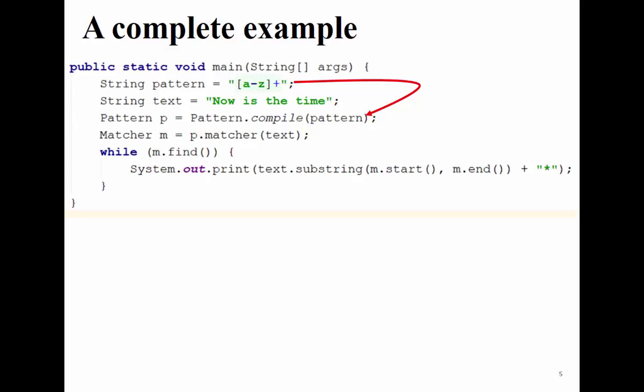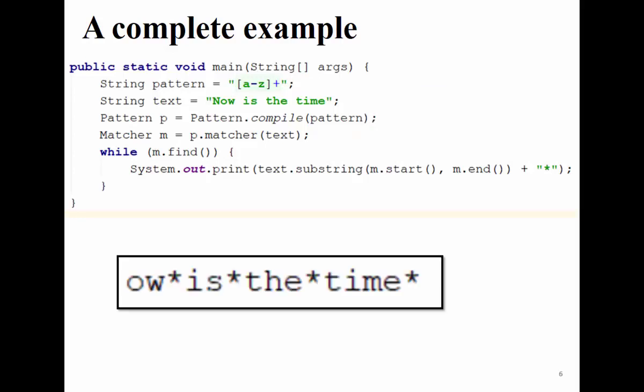So Java is now ready after we compile the pattern. Then we create what we name a matcher, which is going to take our compiled pattern and run it through the text. In this case, it's a string, "Now is the time". Then we use m.find, which allows us to iterate through all the matches for this regular expression. We also use m.start and m.end to extract the part of the text that really matches this pattern.